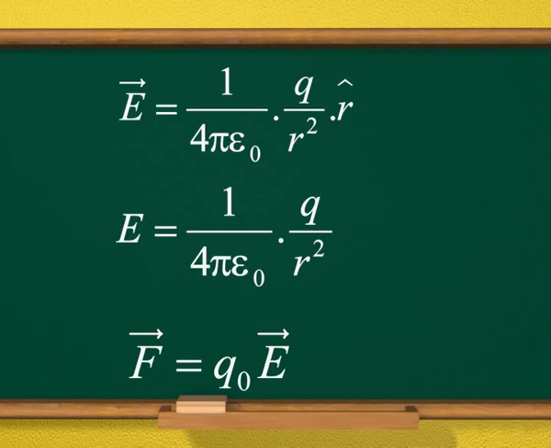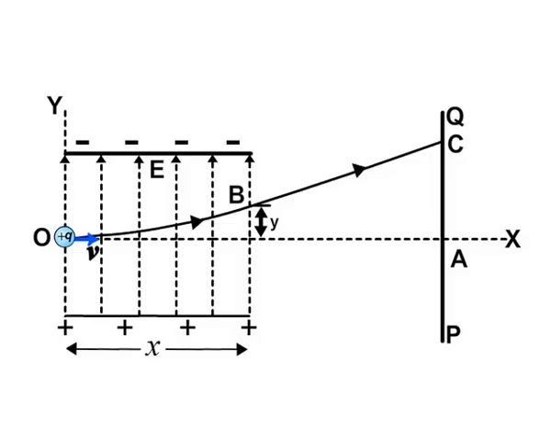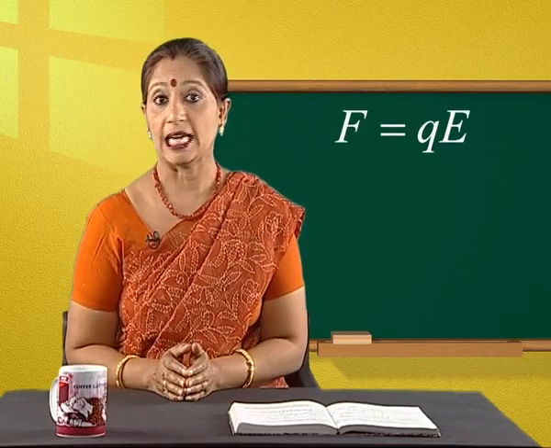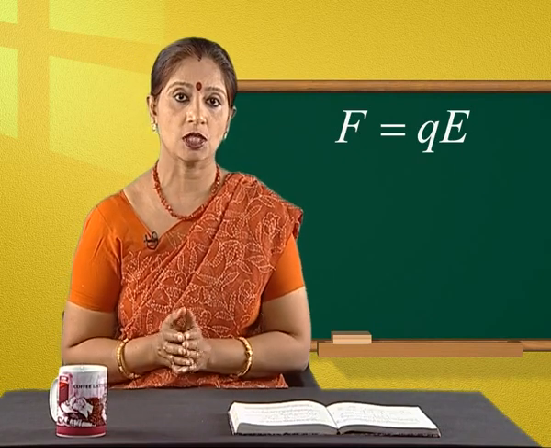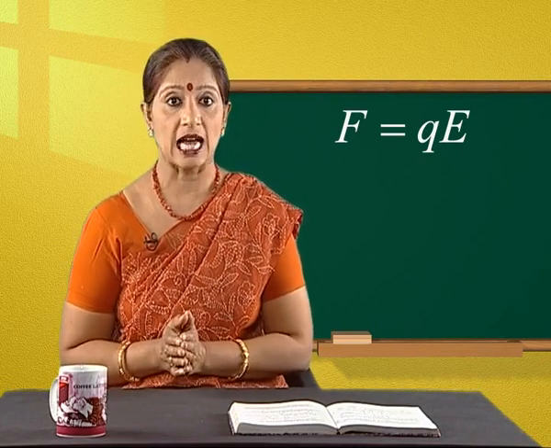Let us analyze the path of charged particle in a uniform electric field. Let us consider a charged particle of charge plus Q and mass m is moving with a velocity v along x-axis. In the absence of an electric field, it meets the screen at point A. Let the charged particle be subjected to a uniform electric field of strength E, acting along y-axis. Due to electric field, the charged particle experiences a force F equal to QE. It is clear that the direction of this force is in the direction of electric field E, that is, along y-axis.